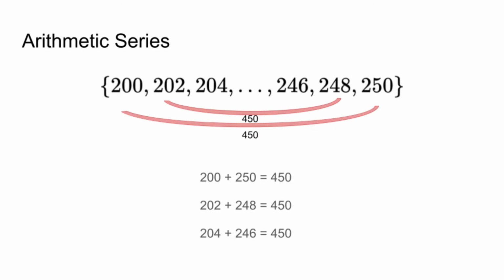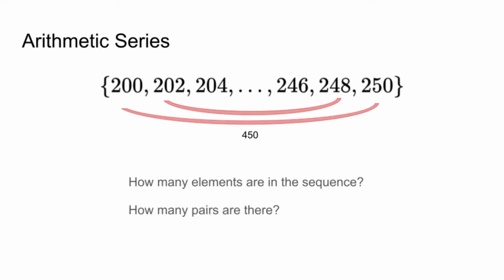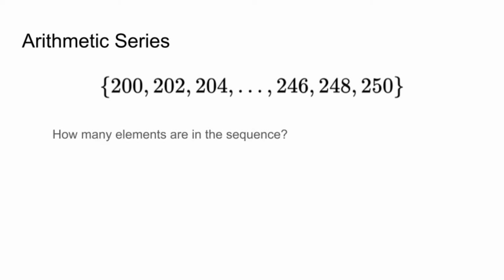Our first and second steps are finding the first and last terms and then adding them together. Notice how each of these pairs here adds up to the same number, 450. We were able to cut our work in half by grouping these terms in pairs. Now the slightly harder part of the method is figuring out how many elements we have and thus how many pairs we have. Think about it. How many elements are in this sequence?